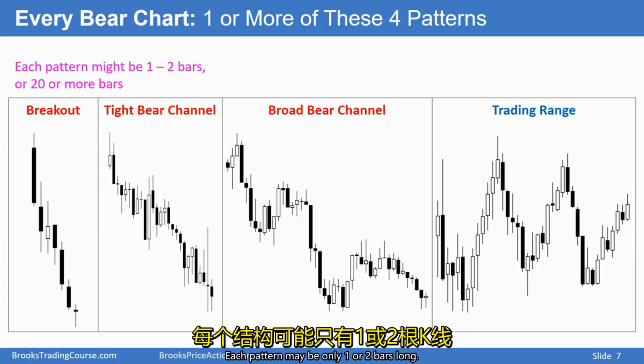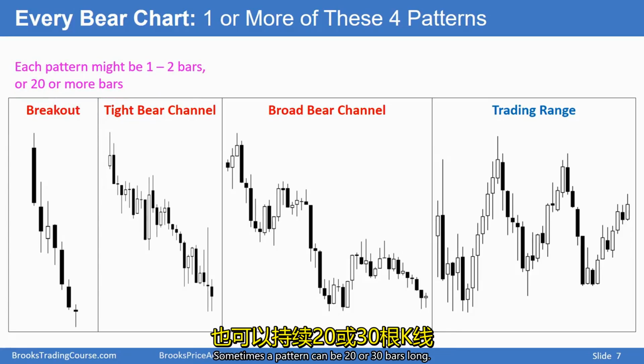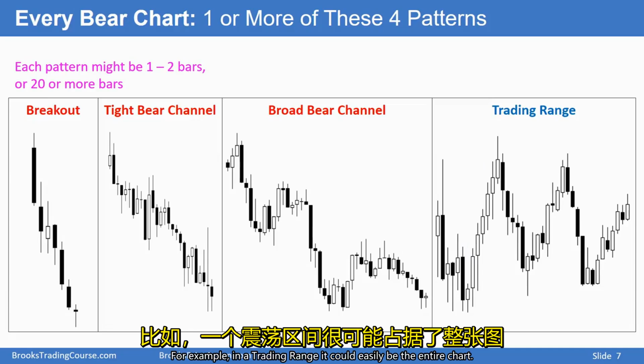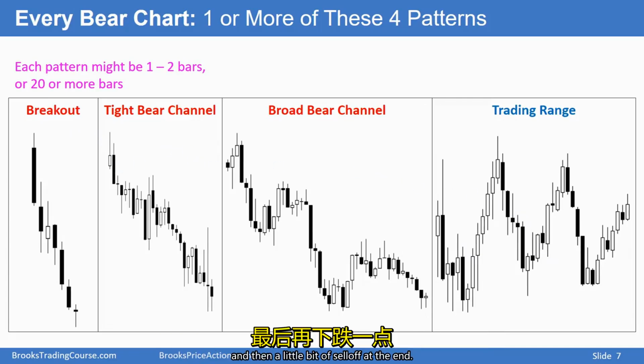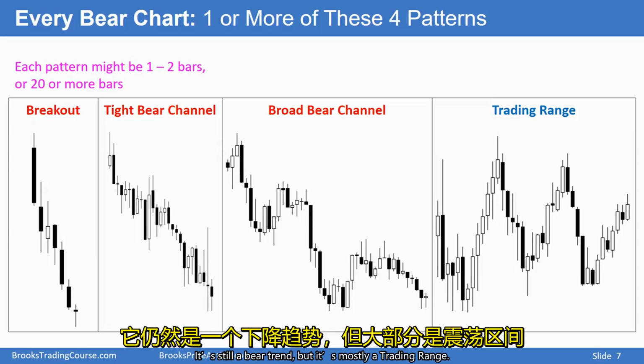Each pattern may be only 1 or 2 bars long. Sometimes a pattern can be 20 or 30 bars long. For example, a trading range could easily be the entire chart. So we could have just a little bit of a sell-off and then a trading range and then a little bit of sell-off at the end. It's still a bear trend, but it's mostly a trading range.